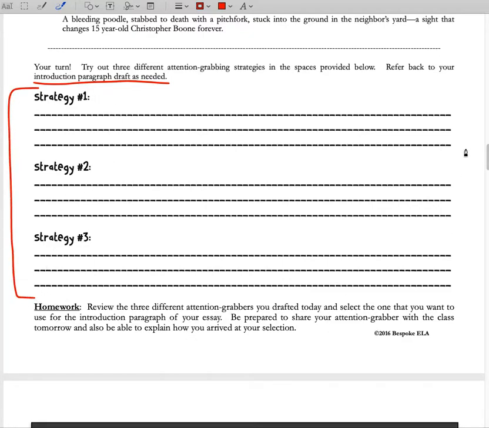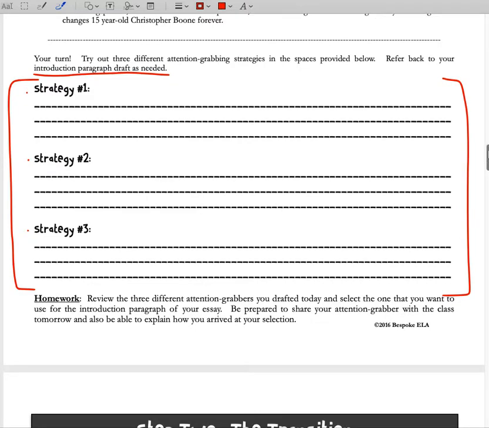Okay, so this is for your own essay. Don't worry about any of the sentences that came before. Those are just good examples. I want you to use 3 different strategies to create attention-grabbing hooks or statements for your own essay.